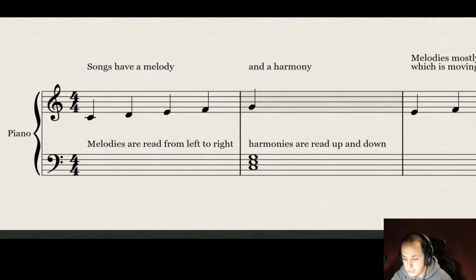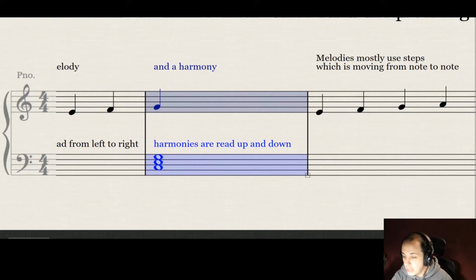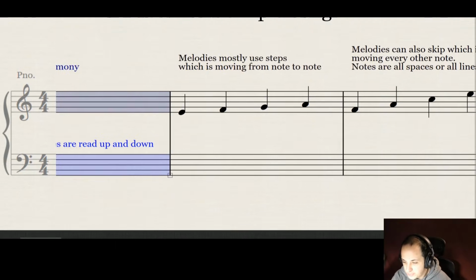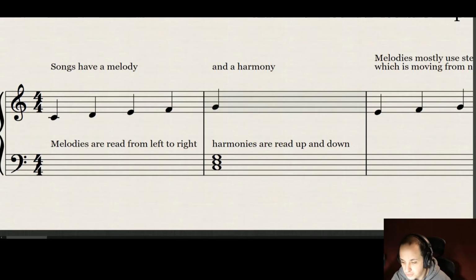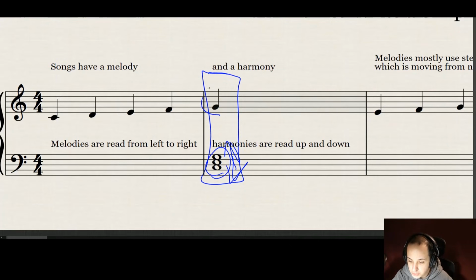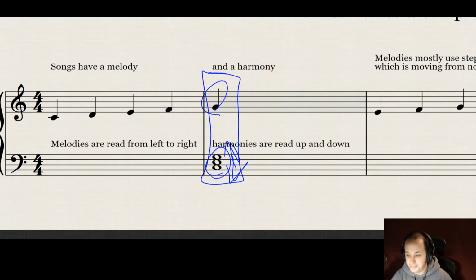And now you get into the second measure here, and the harmony. Harmonies are read up and down, and usually, well, actually, we'll talk about that in a second here. Let me circle it for us. So this would be the harmony. So it's what you have on the bottom, going up and down vertically, plus what you have up top in kind of a vertical column.